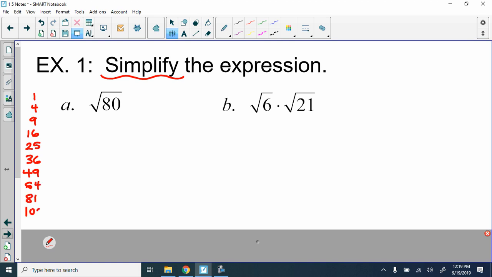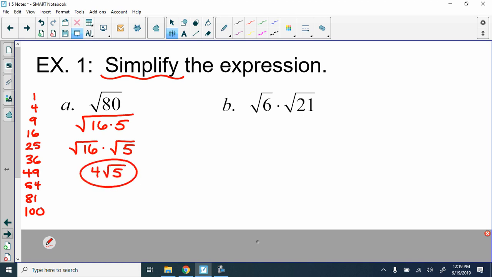I'll go up to 10, we're running out of room there. What we want to do is figure out the biggest perfect square factor that goes into 80. And you can use your calculator, it would actually be 16. So this will be the square root of 16 times 5. I like to write my perfect square first. And so then I would break that down to the square root of 16 times the square root of 5, and we would get 4 square roots of 5.